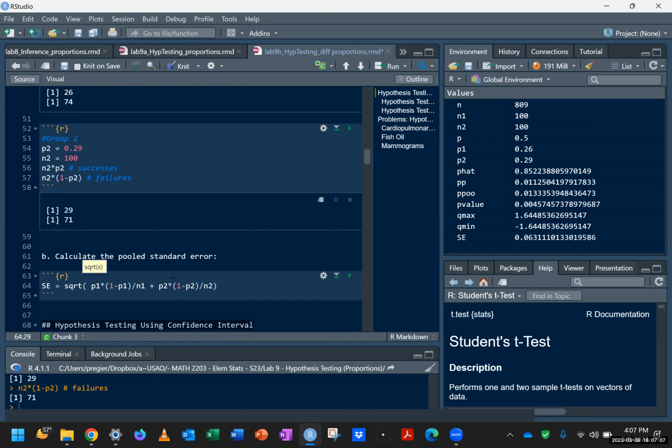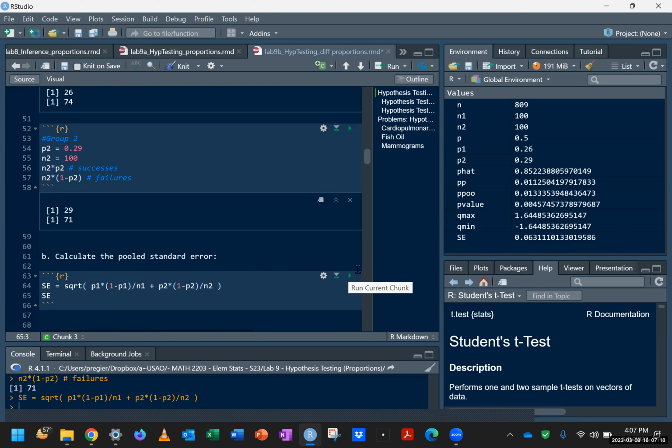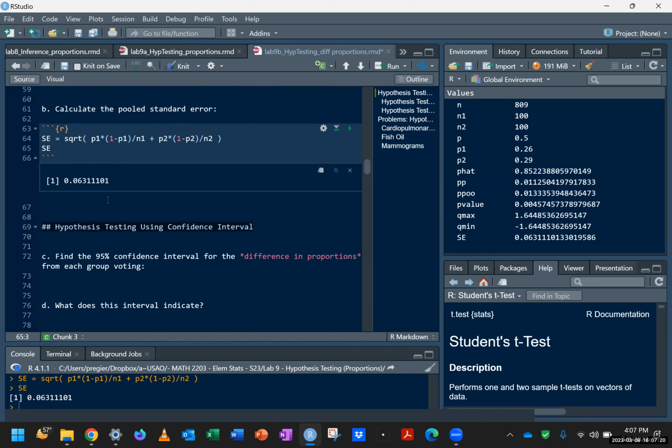So let's check to see that you get the same thing. Close parentheses for my, oh, I already got one close parentheses. That looks good. There's my standard error. I'll put it on a new line by itself so I can see what it is. Okay, that's a reasonable value. It tells me one standard deviation of my sampling distribution is 0.06.